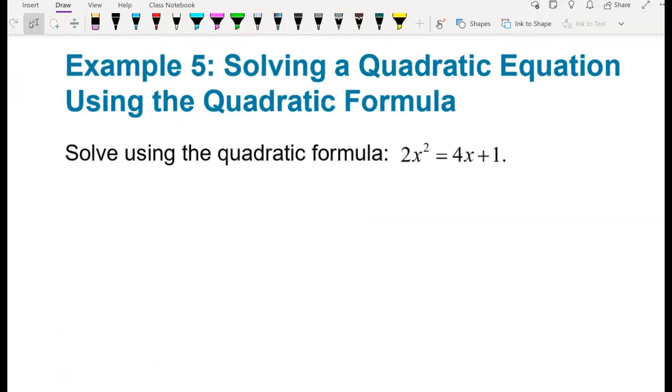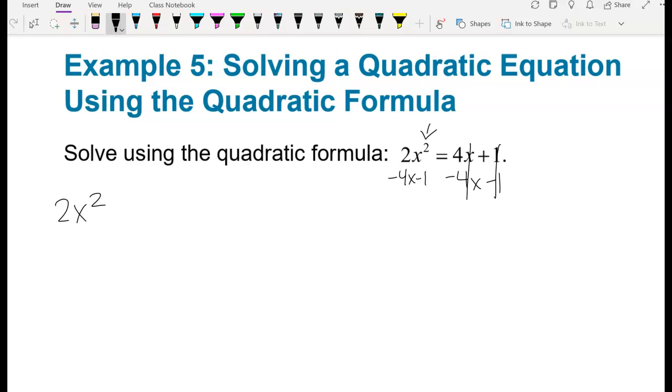All right, you'll come across equations that aren't set to 0, so we have to move those to the other side with our x squared. So those cancel. So we get 2x squared minus 4x minus 1 equals 0. Then we have our A, B, and C. And you can check to see if you can factor.